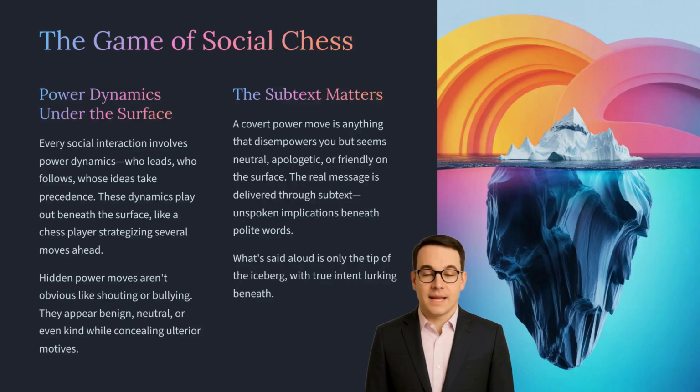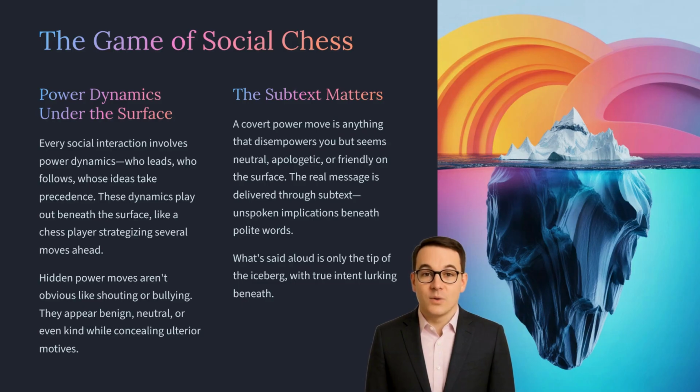Let's dive in. Every social interaction involves a dynamic of power. Who is leading? Who is following? Whose needs or ideas take precedence? Often these dynamics aren't explicitly discussed. They play out under the surface, much like a chess player strategizing several moves ahead. This is why we call it social chess. The moves aren't literal chess moves, of course, but strategic behaviors, subtle cues, words, or actions that can shift the balance of power in a conversation or relationship.